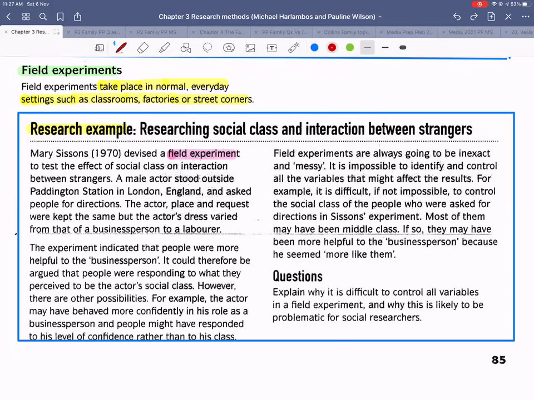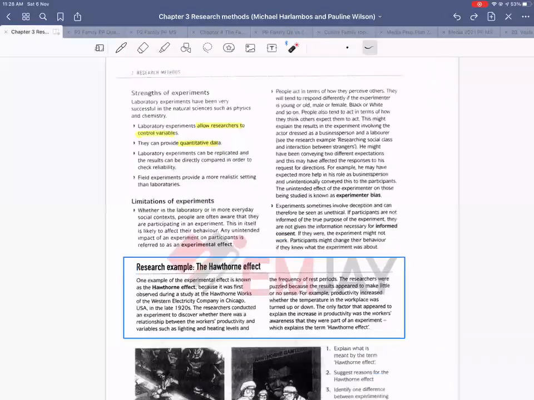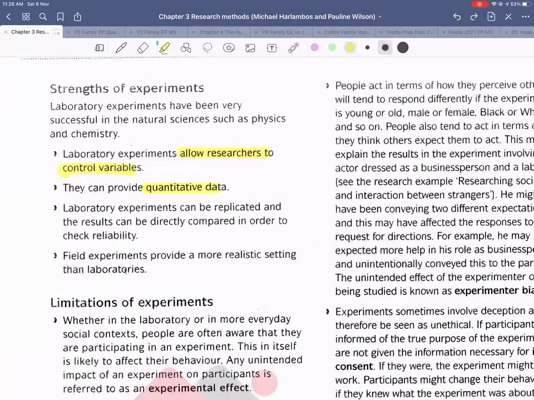Now, if you have a look at this, you have a research example over here. I'd like it if you all read this. If you read this, you'd have a better understanding of what field experiments are like. Now let's move on and talk about the strengths and limitations of experiments. And you could get a question in your CIEs.